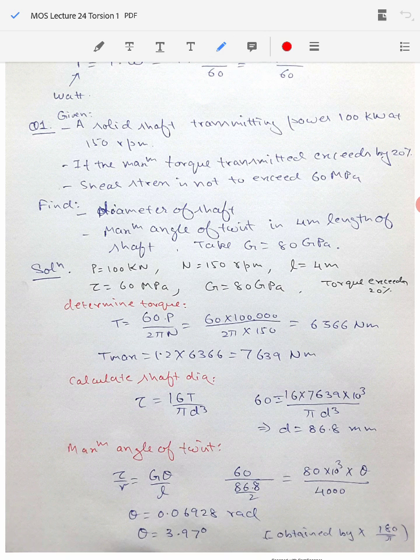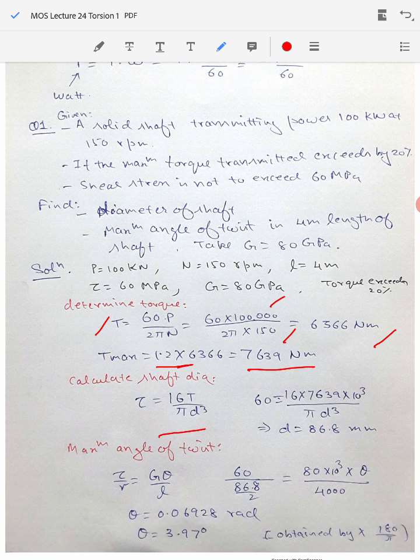You use the relation that we have just seen for the torque and power relation, and as P was equal to 2 pi N T by 60, you can write the value of torque as T equal to 60 P divided by 2 pi N. After substituting P equal to 100 kilowatt, that is 100 into 10 to the power 3, and N equal to 150 rpm, the torque can be calculated as 6366 Newton meter. Now because the maximum value exceeds this by 20%, you have to multiply this value by 1.2 in order to obtain the value of maximum torque being applied as 7639 Newton meters.